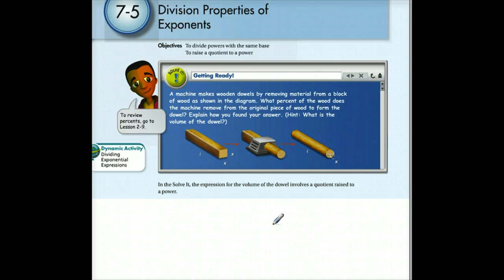Lesson 7-5, Division Properties of Exponents. All right, in this lesson we're going to talk about properties of exponents when division is occurring.